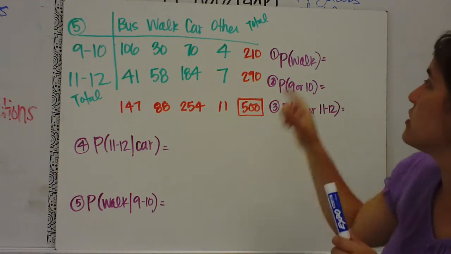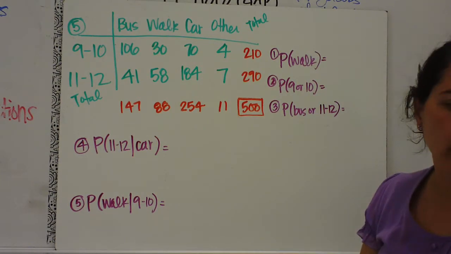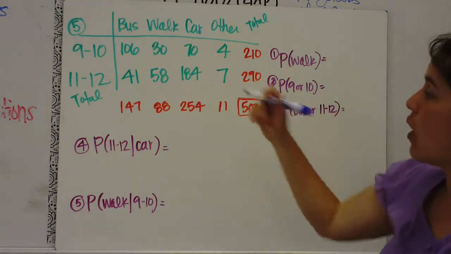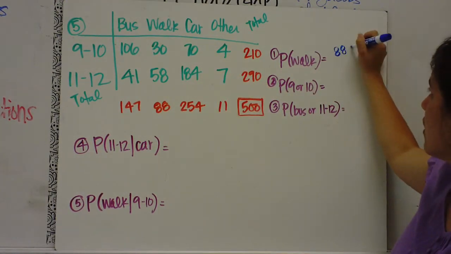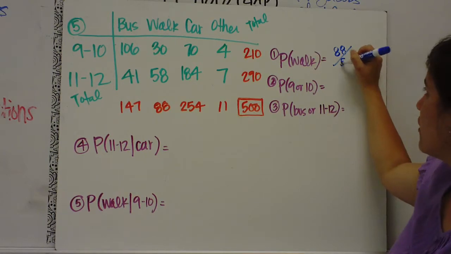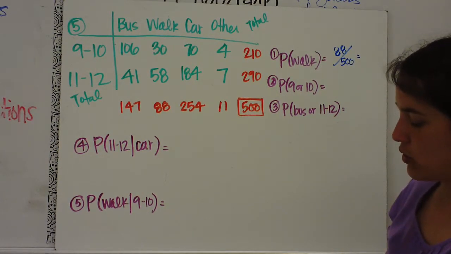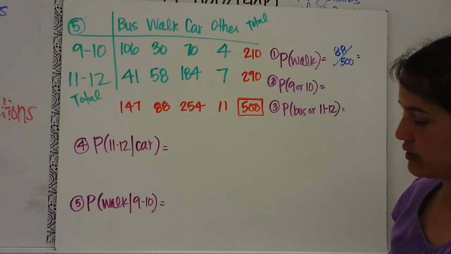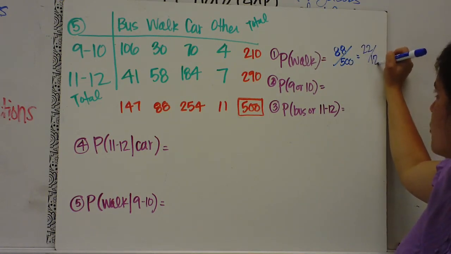We're going to use this information to find some probability. So the first one says, what's the probability that they're going to be a walker? So the probability of a walk, someone who walks, is 88 total walkers out of 500 total students. And so if you were to do 88 out of 500, you could reduce that to 22 out of 125.